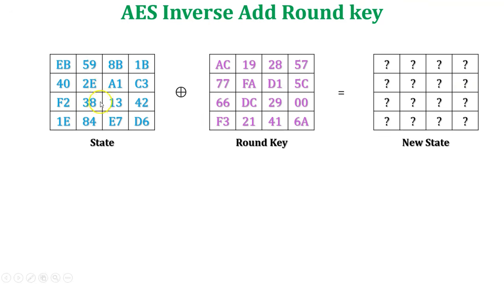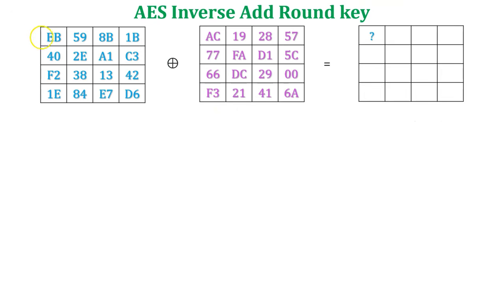Now perform the inverse add round key function with this state array and add round key. Let's find the first element of the new state array. To obtain the first element of the new state array, the first value of the state array, EB, is XORed with the first value of the add round key, which is AC. So it means EB XOR AC generates the first element of the new state array. Here both the values are in hexadecimal format. So we cannot perform the XOR operation with hexadecimal values. It means we have to convert both the hexadecimal values into binary format.